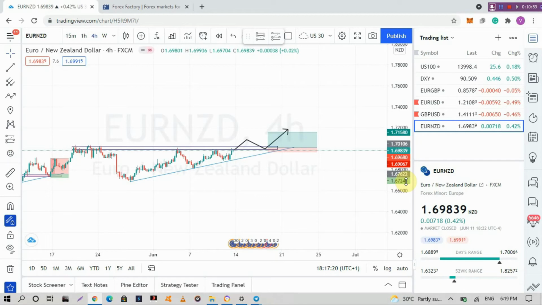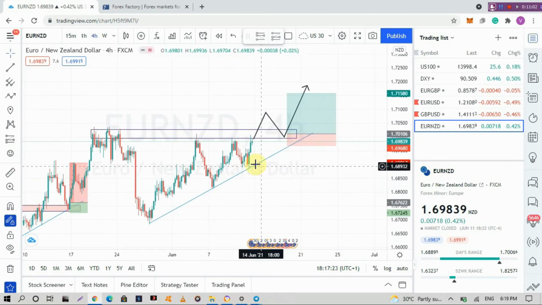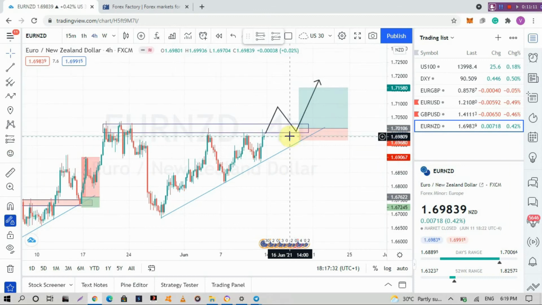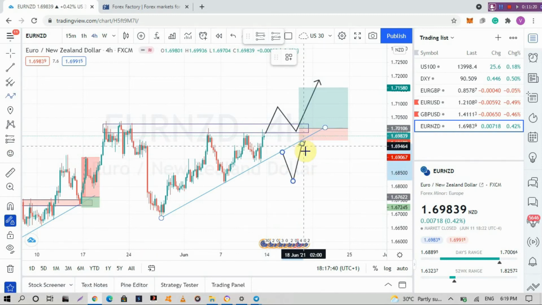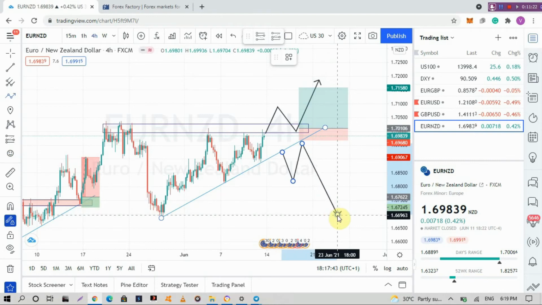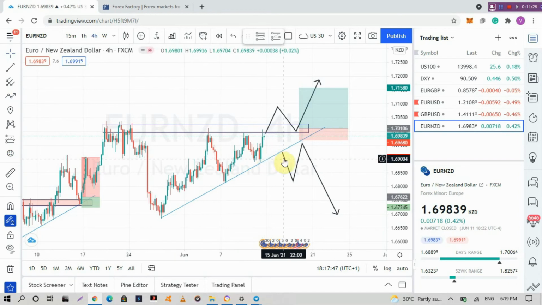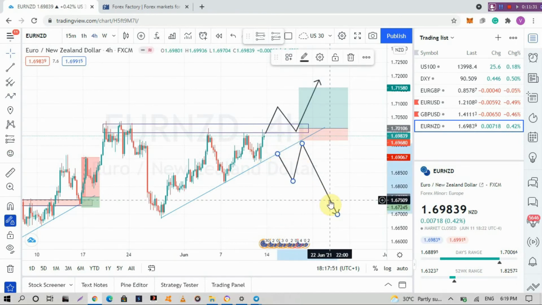So remember, this is an ascending triangle. Price should most likely break up, and I'll be taking an entry on the retest. But I remember I said it's a bilateral pattern, so it could either break upwards or downwards. So in case it eventually breaks downwards, I'll also be taking an entry based on the retest of the trend line.